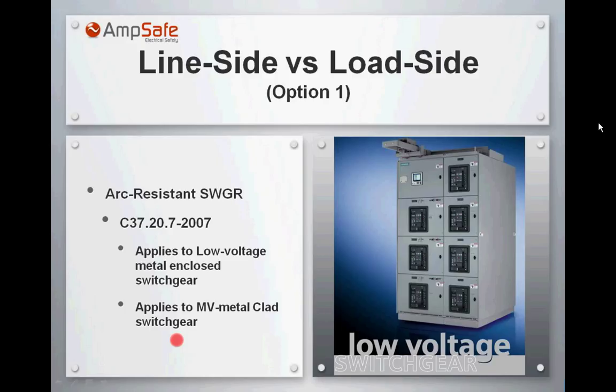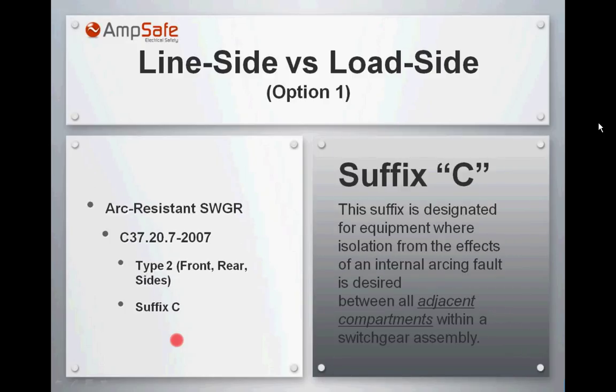Now, I was telling you that you have different types of certifications. If you have a suffix C in the certification, what does it mean? The suffix C means that you also have insulation or arc resistance between all adjacent compartments, not only to the outside, but all inside. So all your compartments are isolated from the energies of an arc flash in the adjacent compartment.